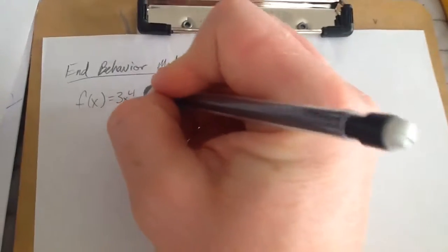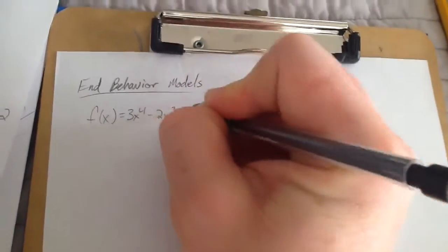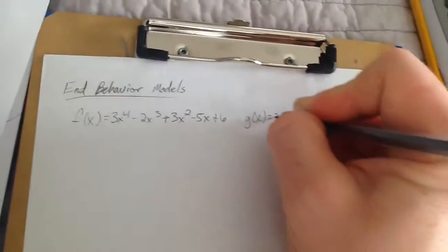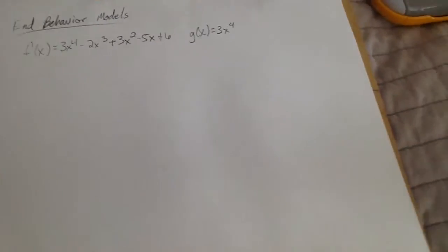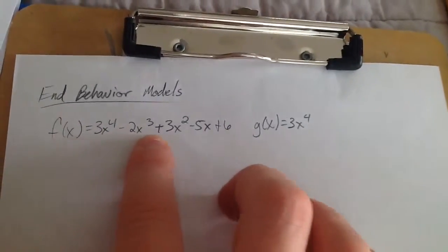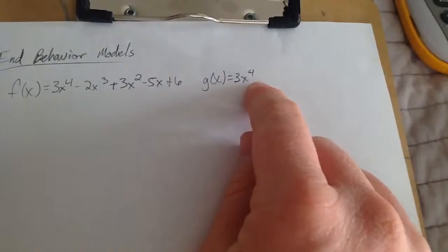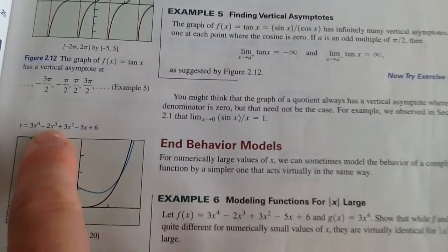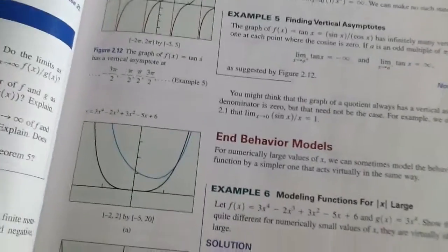I'm just using the book example here. This is on page 73. I have 3x to the fourth minus 2x to the third plus 3x squared minus 5x plus 6. And I have another function, just 3x to the fourth. These two functions are very different. This one's 3x to the fourth plus all this extra stuff. This one's just 3x to the fourth. And if I look at the graphs of them, that big one right there is 3x to the fourth. The blue one is that one there. So they're different functions.